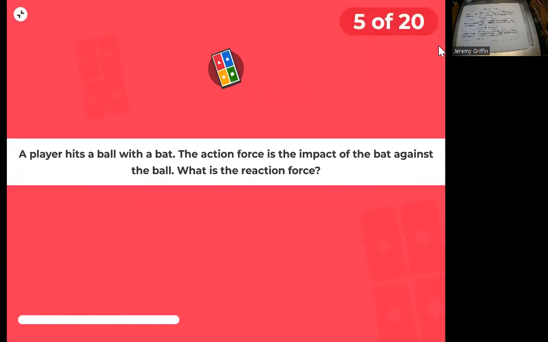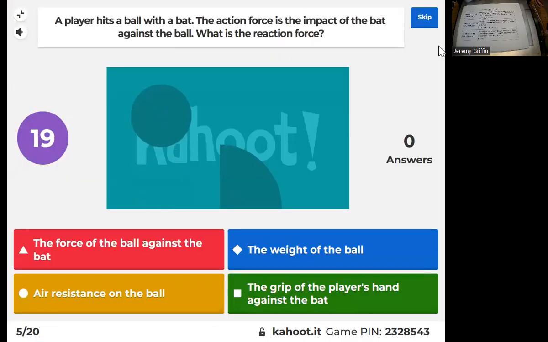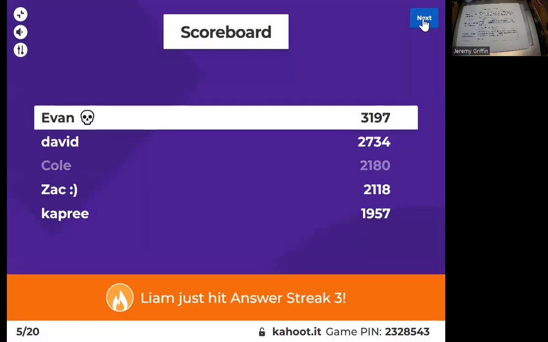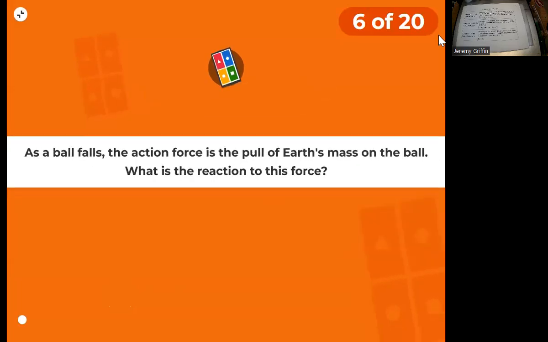Player hits a ball with a bat. The action force is the bat against the ball. What's the reaction force? Yeah, the ball hits the bat. The bat hits the ball, the ball hits the bat. But which force is bigger? Ball hitting the bat or the bat hitting the ball? Same force. Good, guys. Zach moving up. David, Evan still in the lead.